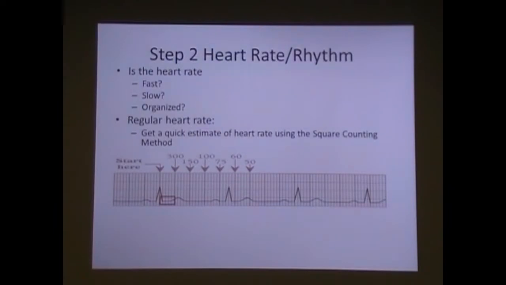If it's really fast and I see it's 1 box to 1 box, I know it's 300. If it's 2 boxes, it's vibrating at me. If it's 2 boxes, I know it's 150. 3 boxes, 100. 4 boxes, 75. So a really quick way of getting a calculation.